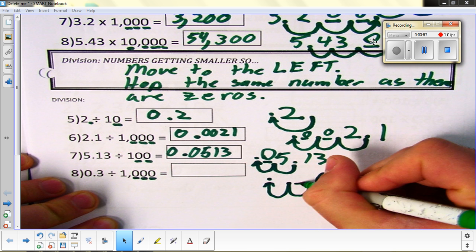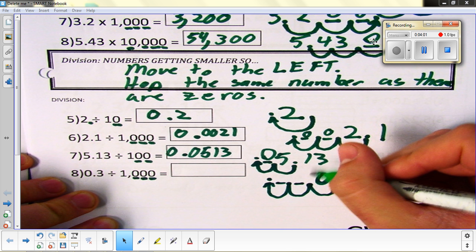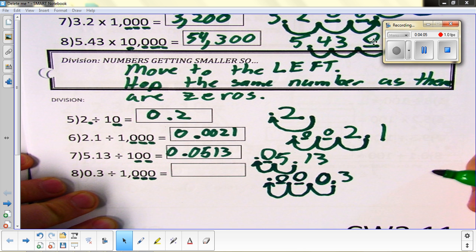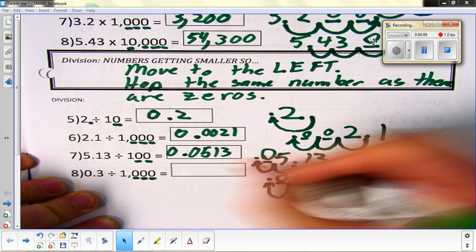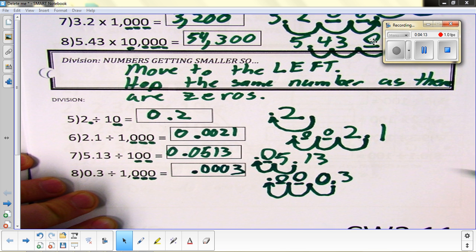I have 2 blank places. 0R hero, the placeholder, fills them in. I notice I have 3 zeros and then the number 3. So I put the decimal, 3 zeros, and then the number 3. Mr. Acosta likes that 0 in the front to make it look pretty.